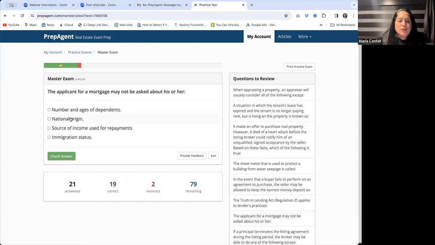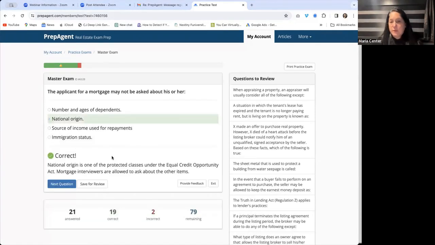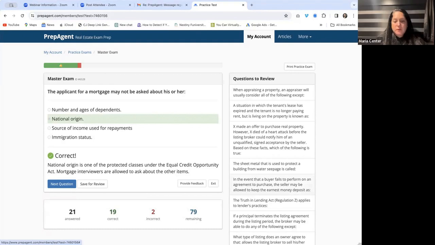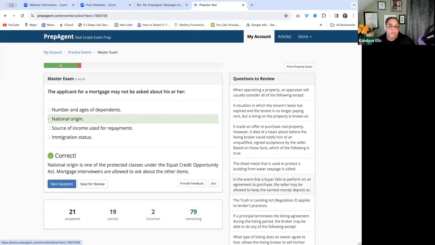National origin. Definitely, because that's a protected class. We're not allowed to ask about that. Can anybody tell me what the other protected classes are? I mean, you've got national origin, but what are the others? All right. I love to use the mnemonic device Fred's Corn without the vowels. So that E and that O, where do they go? Corny joke here, equal opportunity. But Fred's Corn stands for familial status, race, disability, sex, color, religion, and national origin.